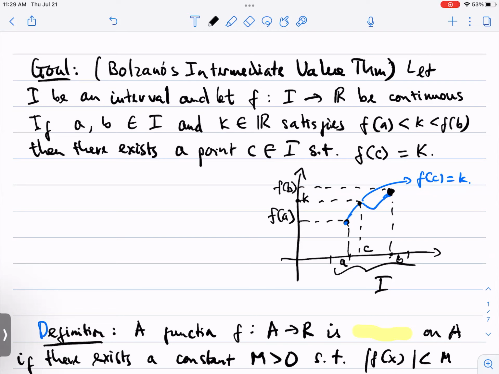That's why when we go from f of A to f of B, the function has to assume every value in between. So that is the content of the Bolzano intermediate value theorem. If you explain it to some kindergarten children, they're gonna think that this is obvious. You want to draw a continuous curve, then you cannot take the pencil out of the paper, or if you take it out, you have to restart at the same point that you took it out.